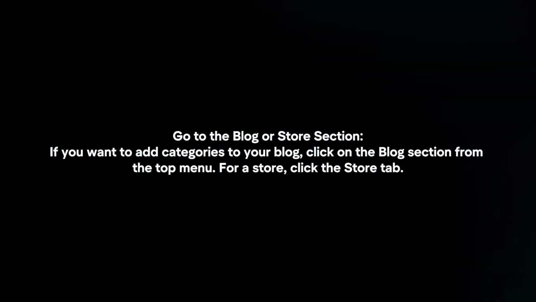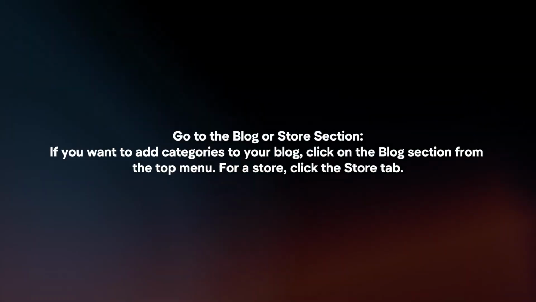Go to the blog or store section. If you want to add categories to your blog, click on the blog section from the top menu. For a store, click the Store tab.